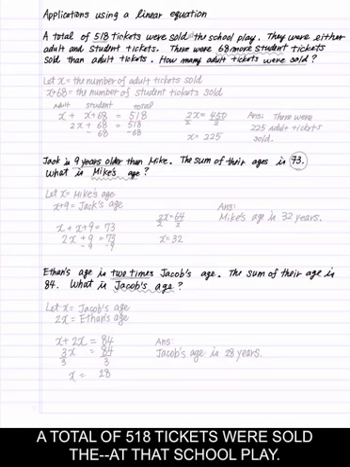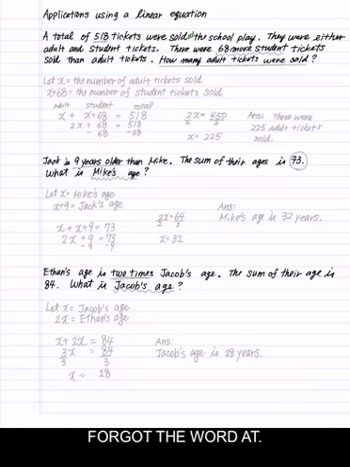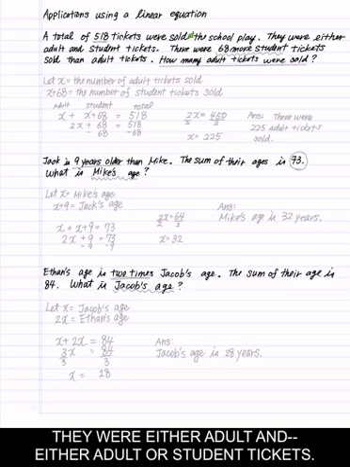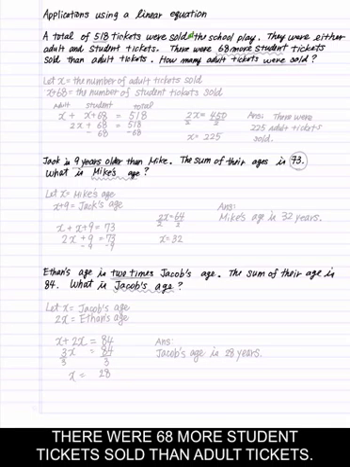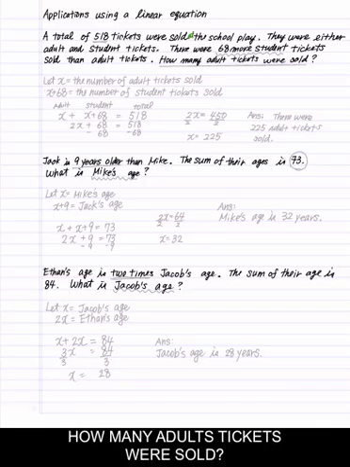A total of 518 tickets were sold at the school play. They were either adult or student tickets. There were 68 more student tickets sold than adult tickets. How many adult tickets were sold?